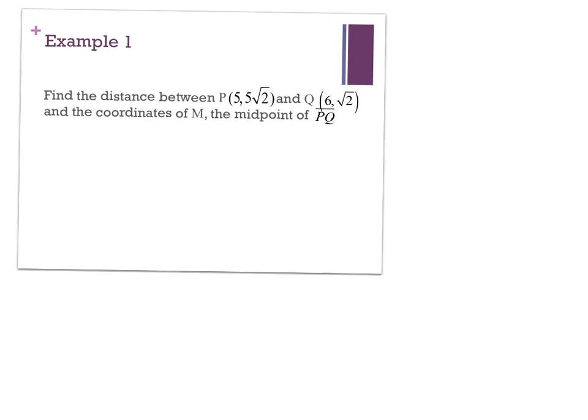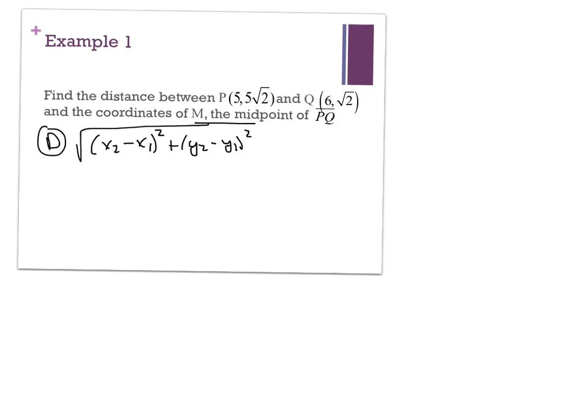You're not going to be given the formulas. Doesn't matter what order you find them in. So let's find the distance first. So I'll just put a D here for distance. And my formula is x sub 2 minus x sub 1 squared plus y sub 2 minus y sub 1 squared, and then take the square root.